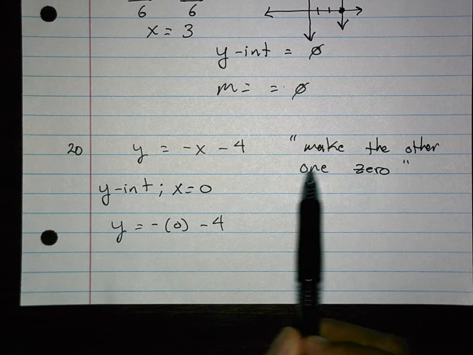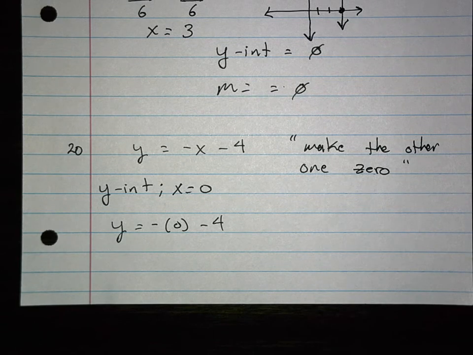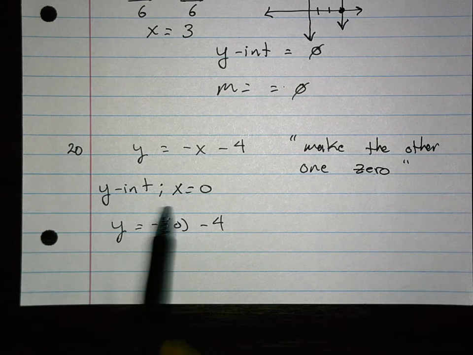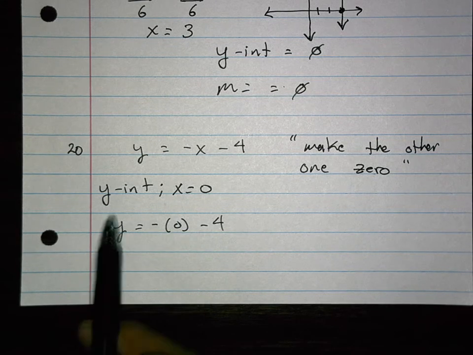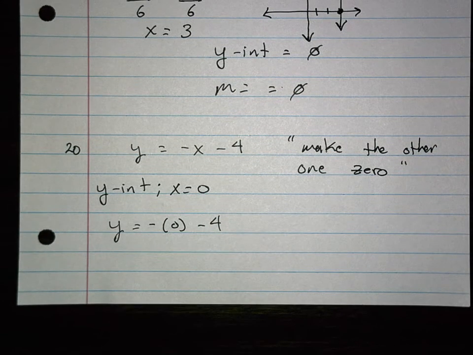And this is where I gave you a little quote to hopefully help you remember: make the other one 0. So if you ever look at an intercept, if I'm on the x-intercept or the y-intercept, the other one is 0. So what I mean by that is if I want to find the y-intercept, that's when the x value is 0 and vice versa.